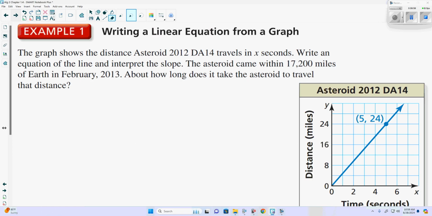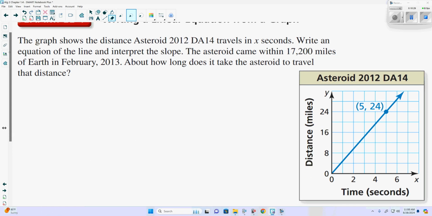Now, the asteroid came within 17,200 miles of Earth in February 2013. About how long does it take the asteroid to travel that distance of 17,200 miles? Okay? 3 parts to this. One, find the equation of a line. Two, verbally or in words, what is the slope telling us? And 3, how long does it take the asteroid to travel 17,200 miles? Okay. Now, they did give us a graph here.